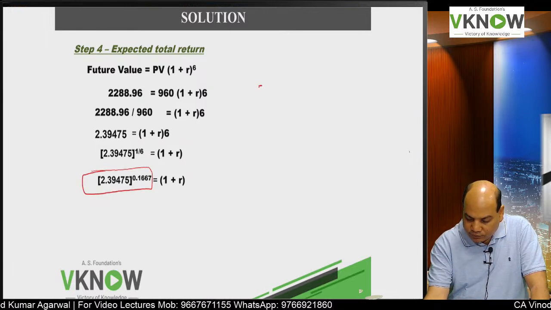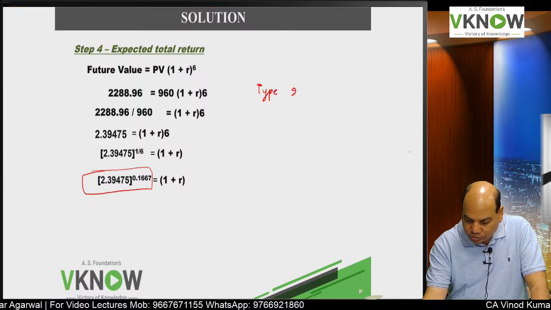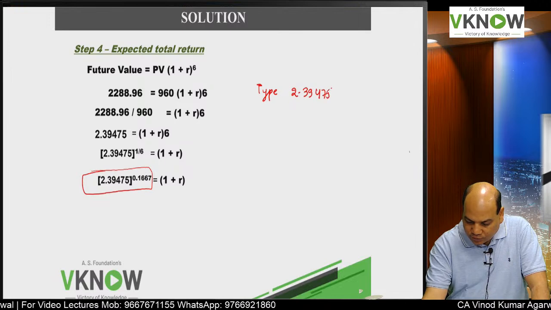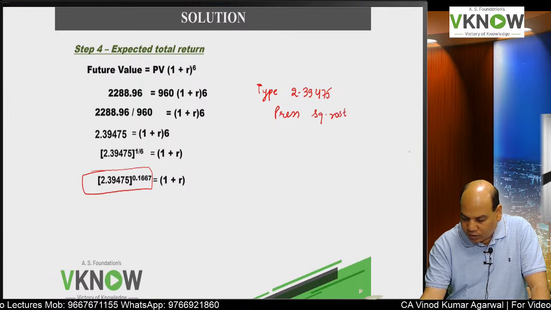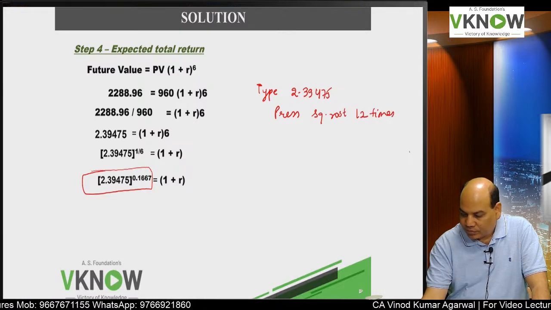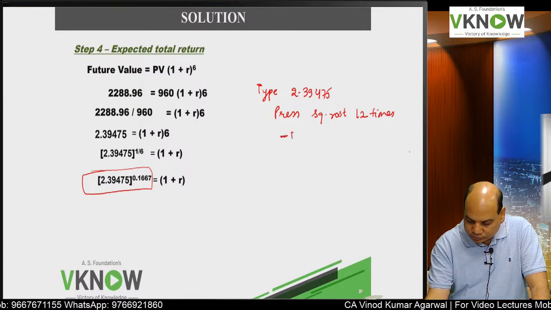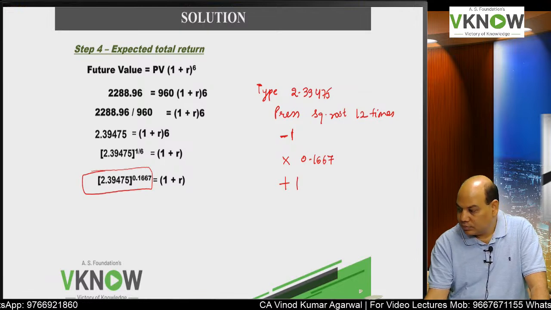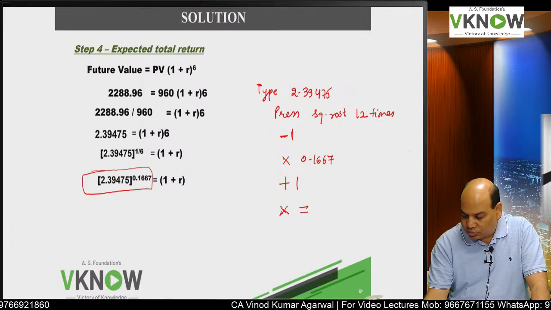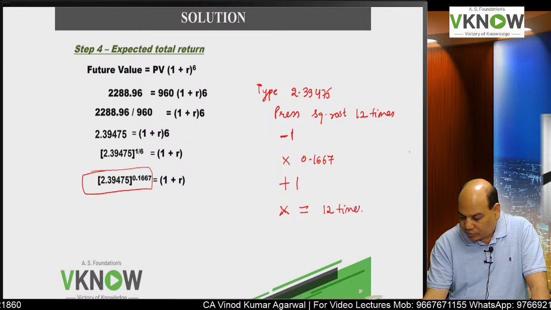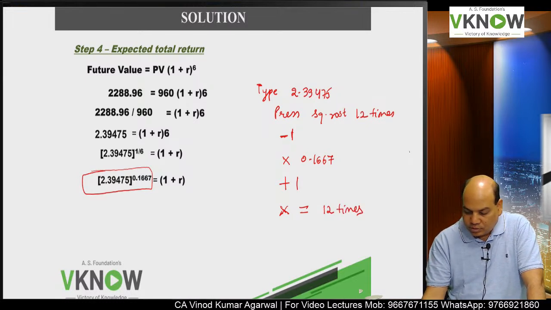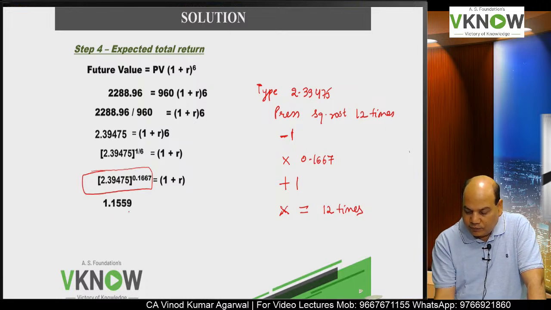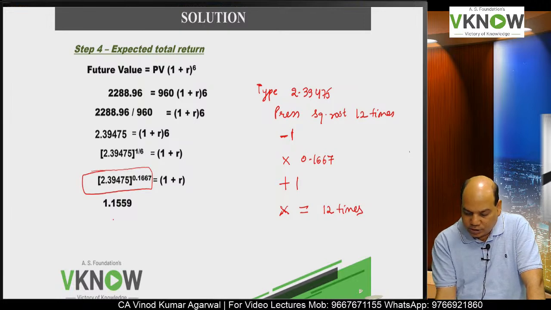One more time. First you type 2.39475. Then you press square root function 12 times. Then you press -1. Then you press multiply by the power 0.1667. Press +1. Press multiply equal to 12 times. You will get one factor 1.1559 on your calculator. Approximately you will get.